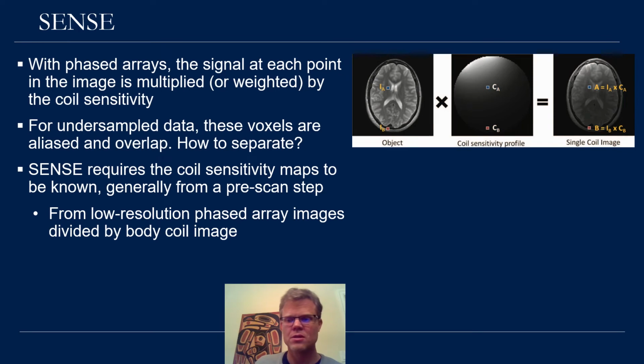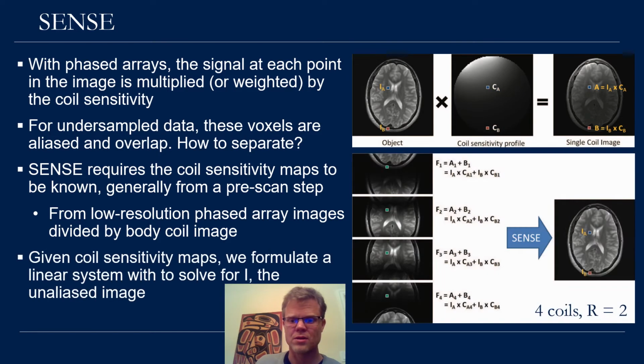Now, what happens when we undersample the data is that these 2 voxels, as it's drawn, A and B, will overlap. That's what's being shown in the picture here: instead of having separate blue and red voxels, when we have the reduced field of view, the blue and red voxels, or the A and B voxels, overlap onto each other in these 4 images, which represent the 4 different RF coil images.